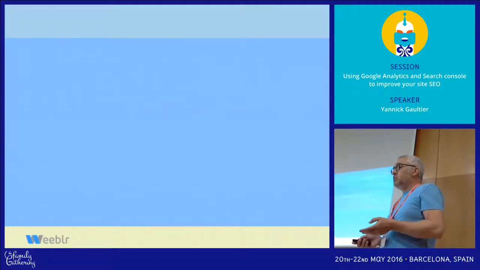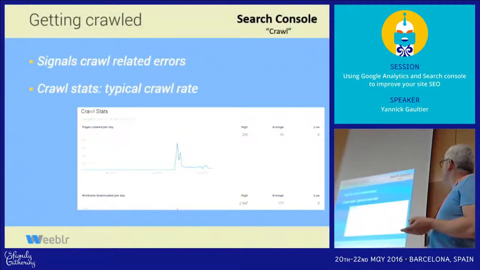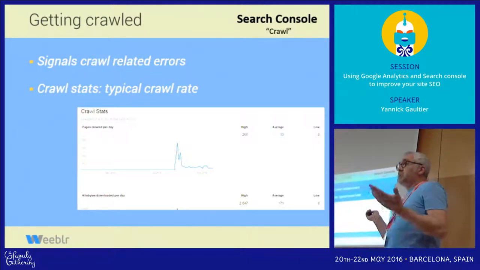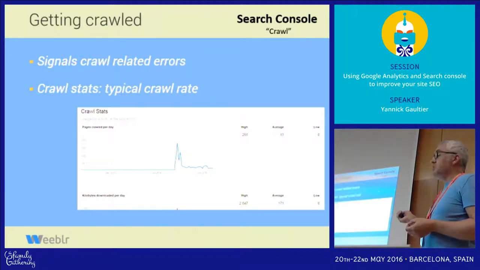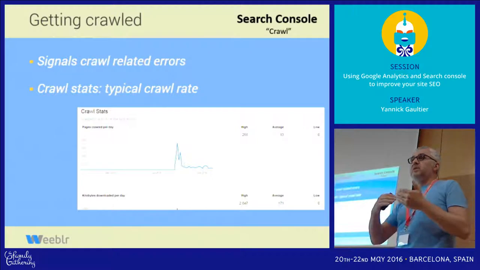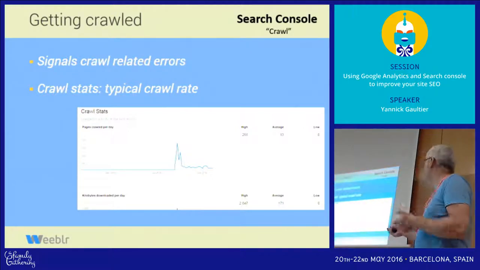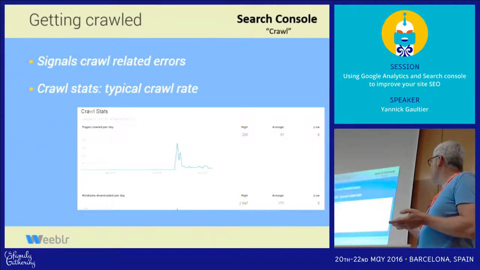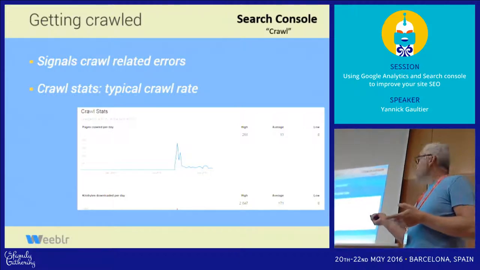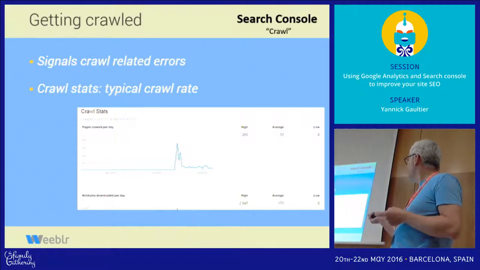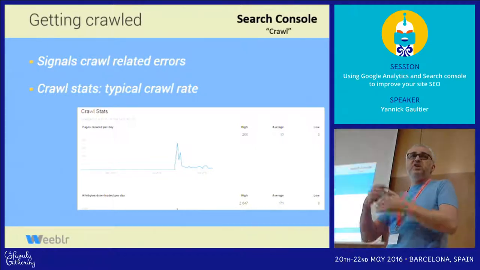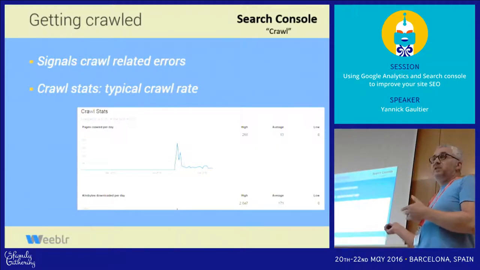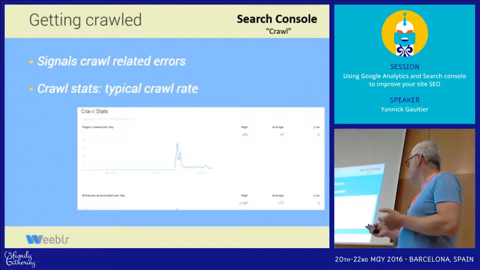First part then, getting crawled. The first tool you want to use is the Search Console, the Google Webmaster Tools, in the crawl section. Seems pretty obvious. This will tell you any errors they found in your pages. That's the first thing. So if you have errors, like 404s, you have to fix that. The crawl area of the Search Console also gives you the crawl stats, and most notably the crawl rate, how many pages per period of time you've been crawled. That's where you want to look to see big changes, things that are different.